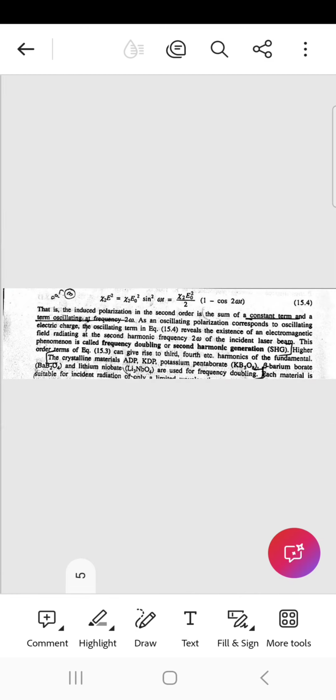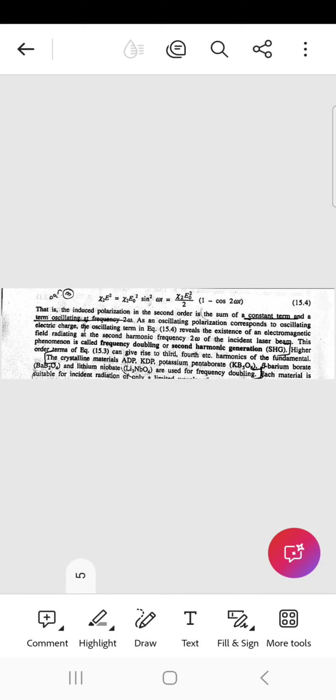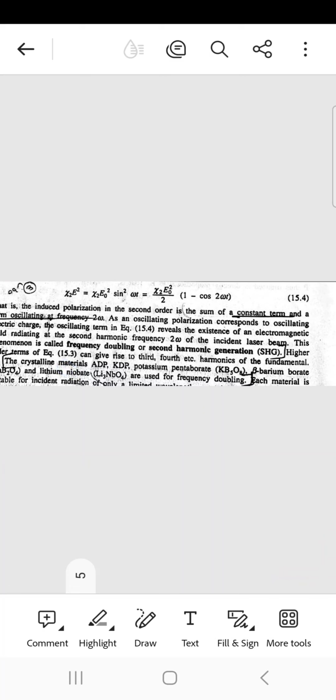That is, the induced polarization in the second order is the sum of a constant term and a term oscillating at a frequency 2 omega. This reveals the existence of an electromagnetic field radiating at the second harmonic frequency 2 omega of the incident laser beam. This phenomenon is called frequency doubling or second harmonic generation. The crystalline materials ADP, KDP (potassium dihydrogen phosphate), barium borate and lithium niobate are used for frequency doubling.